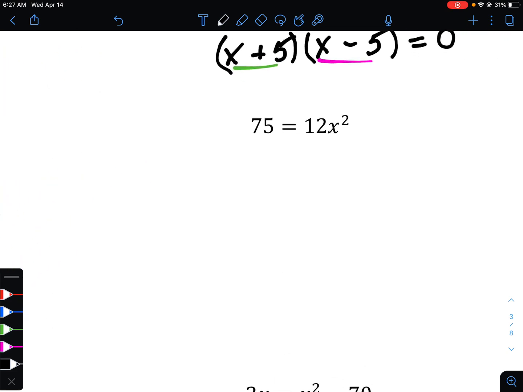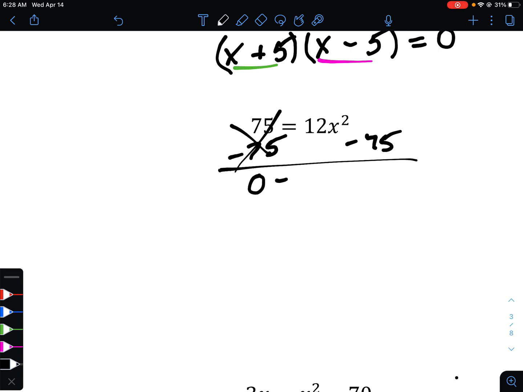Okay. For this next example, we've got 75 is equal to 12x squared. So we need to get one side of our equation to equal 0. Normally we would subtract the 12x squared, but then we would have a negative 12x squared, and that's a negative in front of x squared. So instead of going in that direction, instead let's do this. Let's go ahead and just subtract 75 from both sides instead. So when we do that, now the left side of the equation is equal to 0.